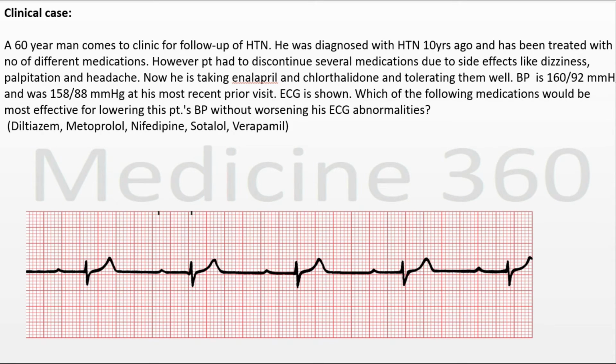Now we will discuss a clinical case related to first degree AV block. A 60-year-old man comes to the clinic for follow-up of hypertension. He was diagnosed with hypertension 10 years ago. He has been treated with a number of different medications, however the patient had to discontinue the medications due to side effects like dizziness, palpitations and headache. Now he is taking enalapril, which is an ACE inhibitor, and chlorthalidone, which is a thiazide diuretic, and tolerating them well. Blood pressure is 160 by 92, and was 158 by 88 at the last prior visit. The ECG is shown here. Which of the following medications would be most effective for lowering his blood pressure?